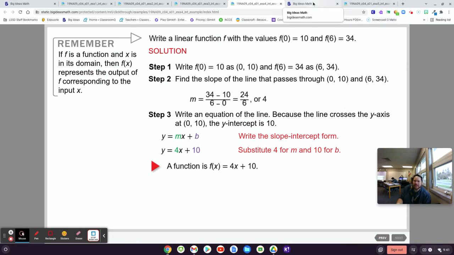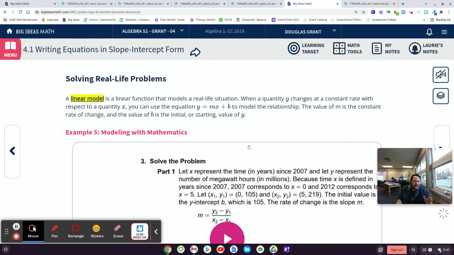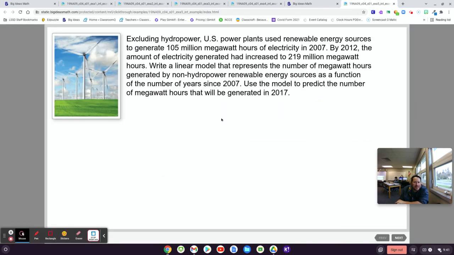Okay, and the last one will be a real-life example. So a linear model is a linear function that models a real-life situation. Usually we write it in y equals mx plus b. That's what we've been doing. You can also write it in standard form, but that's not what this assignment's about.